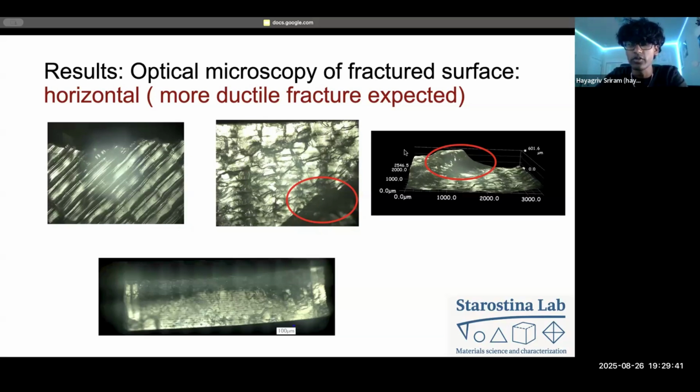Our third image is our 3D reconstruction with, again, the same peak and valley that you saw in the second image. Our fourth image is actually a stitched image. So essentially, all these images go to show that we're expecting our horizontal fracture to be more ductile and more rough. Next slide.